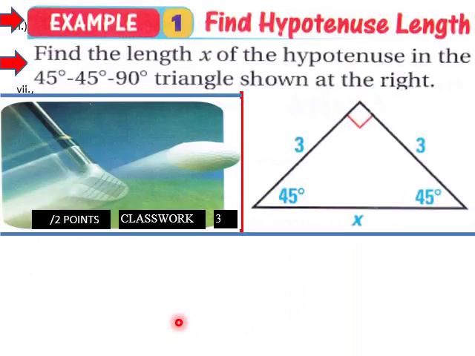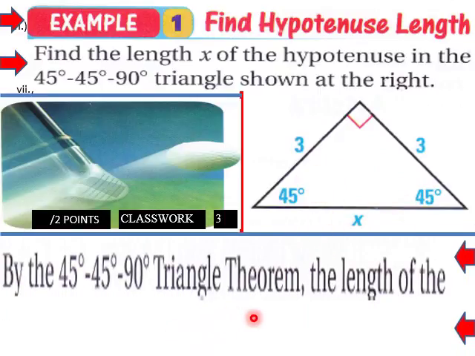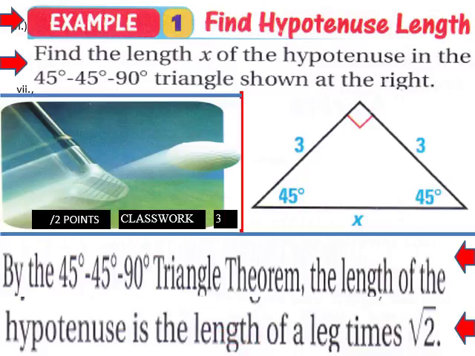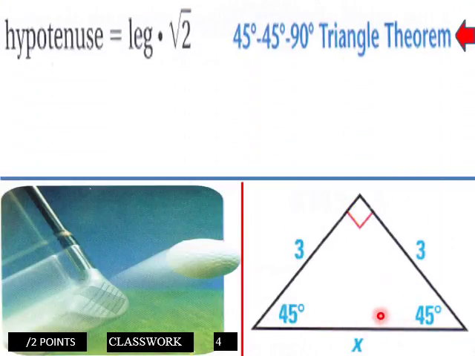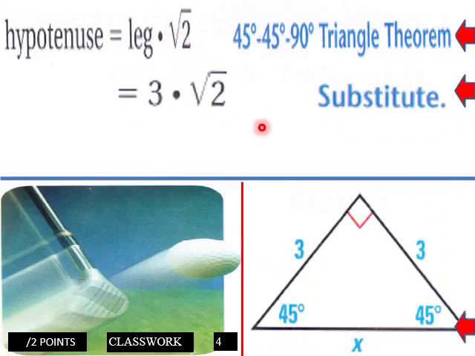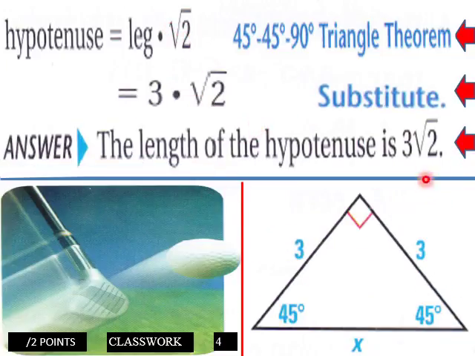Example 1, find a hypotenuse length. We have a situation here. So what's x? 45-45-90. So we just use the rule we've just learned to find what x is in this case. Leg times square root of 2, 3 times square root of 2, so 3 times square root of 2 would equal x here.